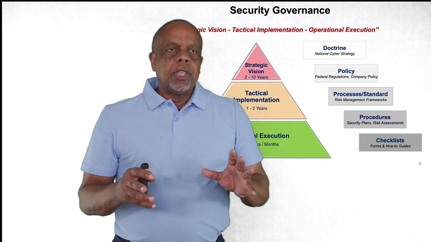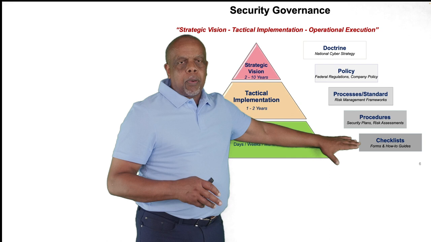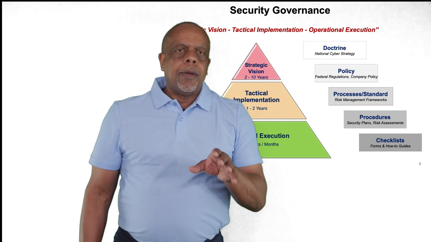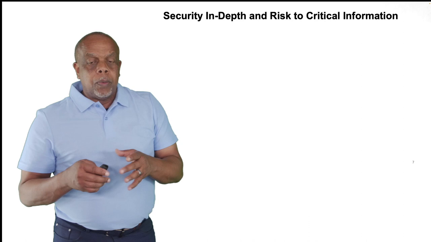So when you think about strategic vision, tactical implementation, and operational execution, you want to follow a process so that everything ties together from the top of the requirements stack all the way down to where we actually have checklists, we're performing training, and we're doing the things to execute the mission. We do this so that we can really focus on what we call security in depth.